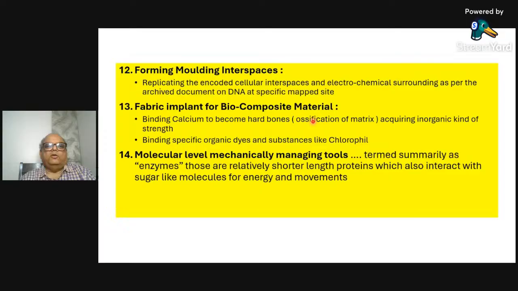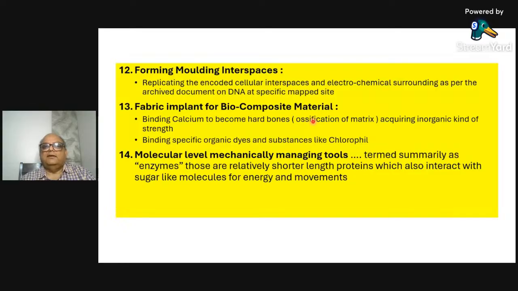And molecular level mechanically managing tools. This class is a shorter version of protein. They are called polypeptide enzymes. These are summarily called enzymes, and these are named after the process which they carry out. Okay, these are shorter molecular level tools which manage other macromolecules. Okay, as a vice, as a tool.